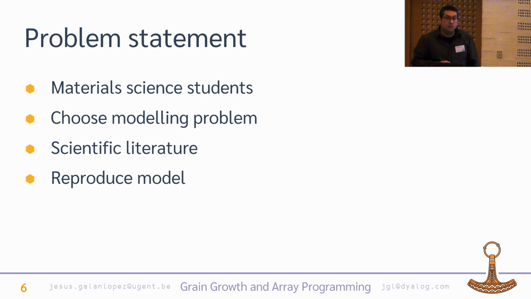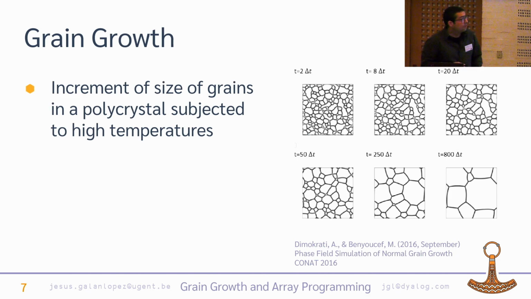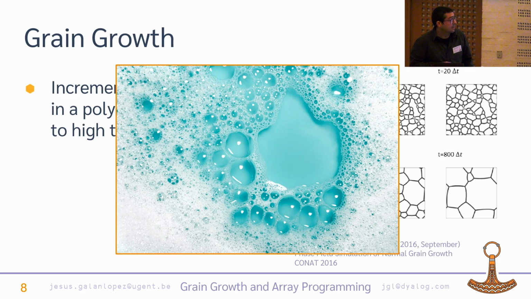In this case, the students chose grain growth. I told you yesterday about it. Grain growth is a process that happens in polycrystals, in metals in general. You apply some heat, and then the grains start growing because they try to reach a state of minimum energy. I used this analogy yesterday: it's the same thing that happens with soap bubbles when they merge and they disappear.